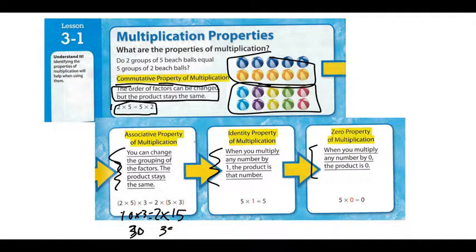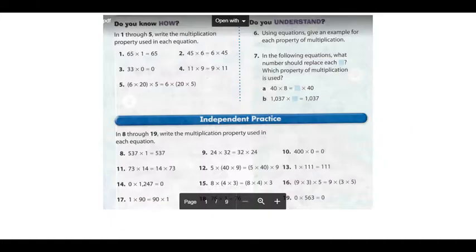Now that we have those properties covered, we're going to think about those as we solve in the guided practice section. Get your pencil ready for number 1. You should write down number 1 in your notebook. It says in 1 through 5, write the multiplication property used in each equation. This is where you need to refer to the top of your book to remember what to write.